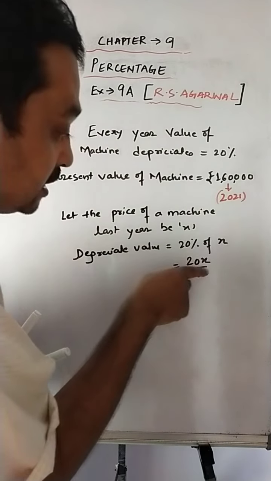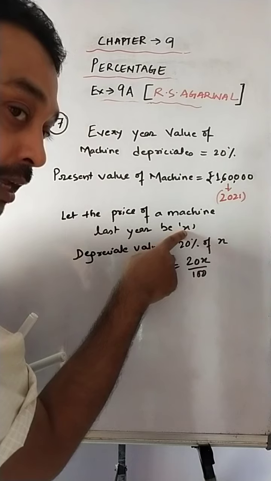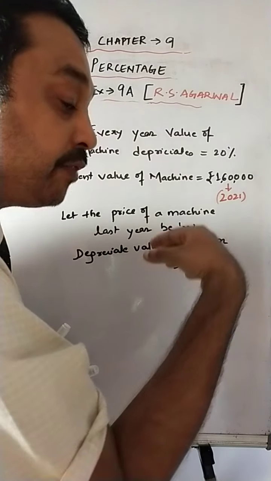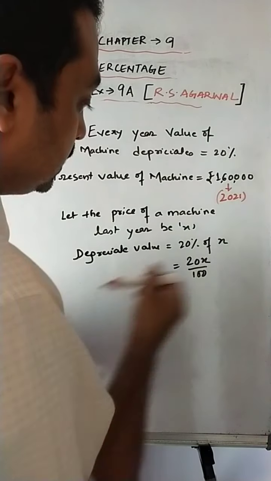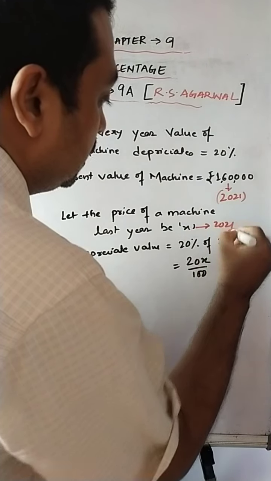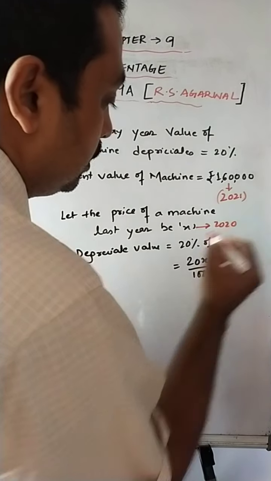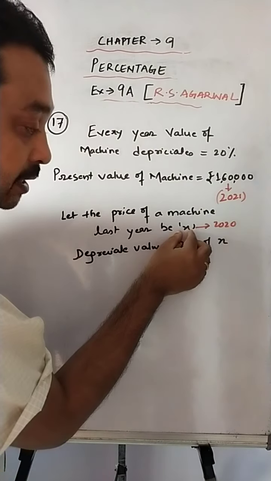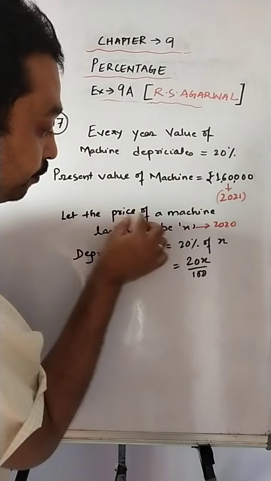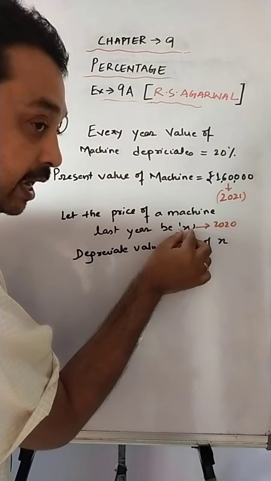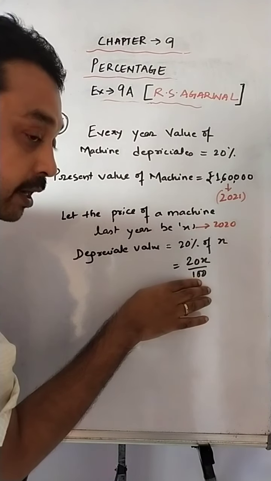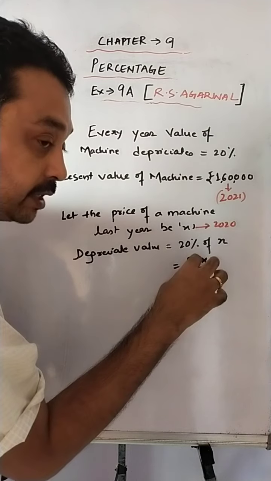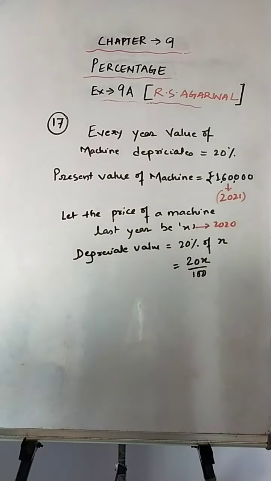If I decrease this price from X, that price would be the final price for the next year, that is for 2021. X is the price for 2020, the price of the machine in the year 2020. It will decrease by 20%, and 20% of this value is 20X by 100. Now we'll find out the value after depreciation.